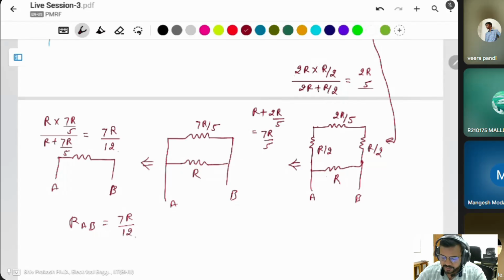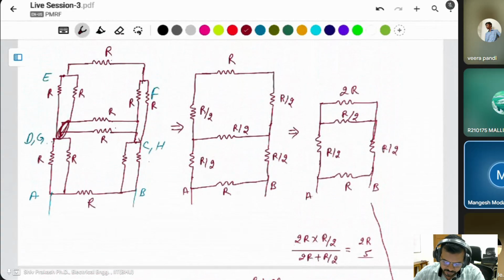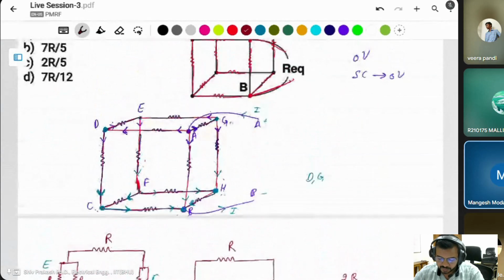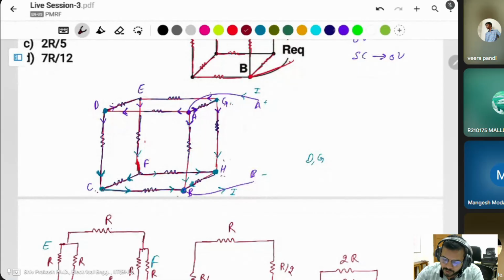7R by 12. So can you please explain again why that D and G point and C and H points are the same? Okay. Because all the points are symmetrical to each other, because all are connected to each other. Then you have to find the current. The same current is passing to two terminals, then both terminals have the same voltage drop. That's why I have taken them as the same potential.